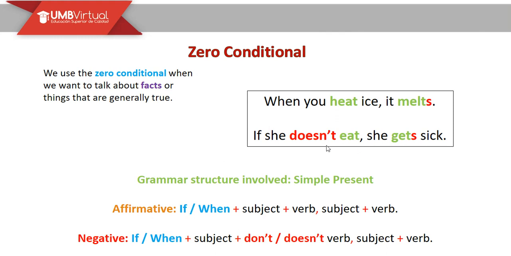Or in English, we can put this condition in the second place of the sentence. It is possible to do, and it's perfect. Entonces recordemos que podemos iniciar por la condición con el when o el if, o podemos ponerla en intermedio de la oración. I can say it melts when you hit ice, and it's correct. Or she gets sick if she doesn't eat.